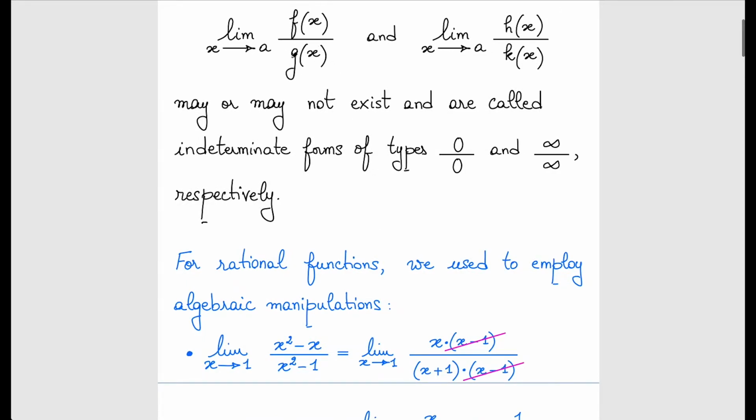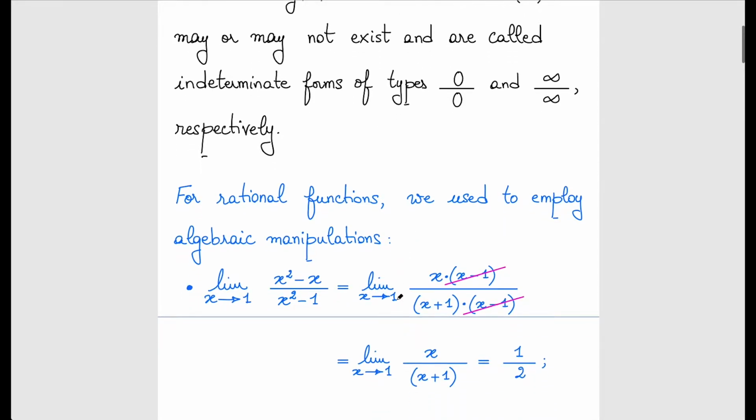And how did we handle the case when that quotient was a rational function? This function here, the quotient, is a rational function, meaning the upstairs guy is a polynomial and the guy downstairs is a polynomial. We used to employ algebraic manipulations.